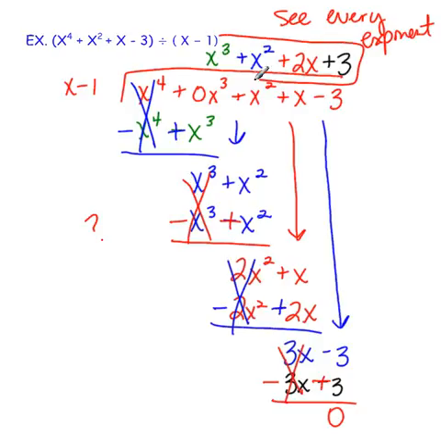So this is our answer: x cubed plus x squared plus 2x plus 3.